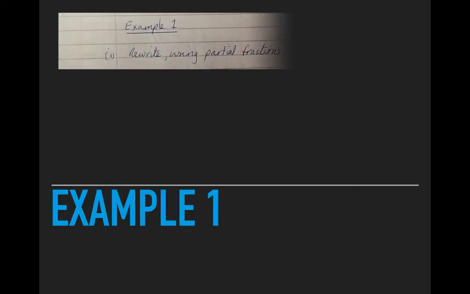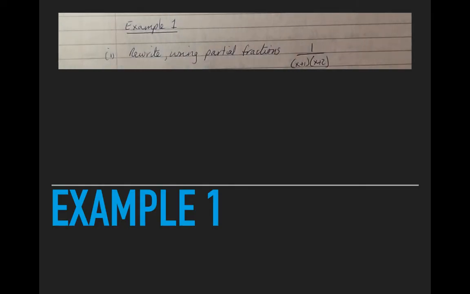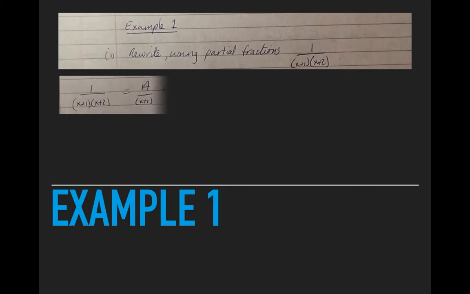So example 1, rewrite that as partial fractions. We have a 1 on top, and then we have two functions. x plus 1 is the first one, and x plus 2 is the second. So I'm going to leave that fraction equal to a over x plus 1, and then plus b over x plus 2. All right, so that's the first step, and that's always going to be the first step.